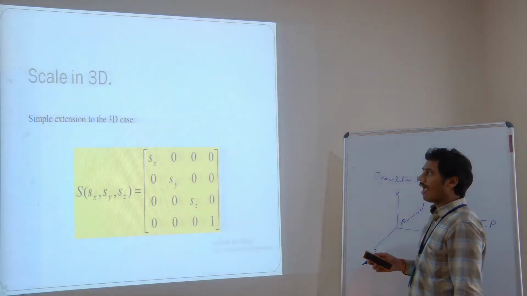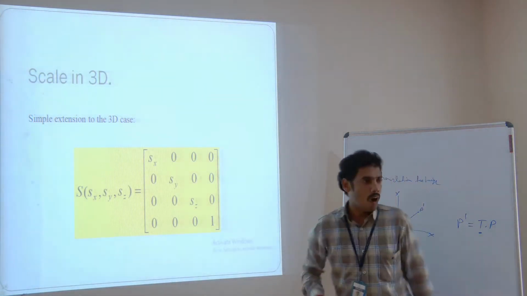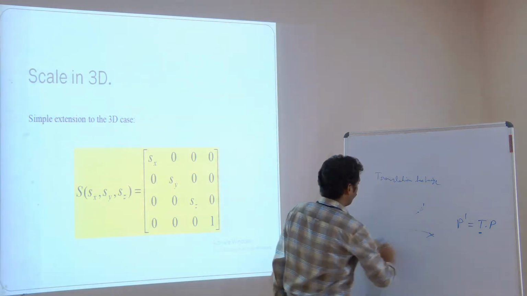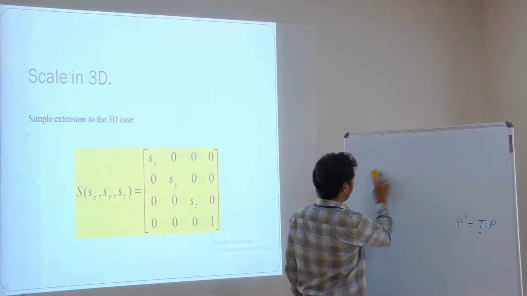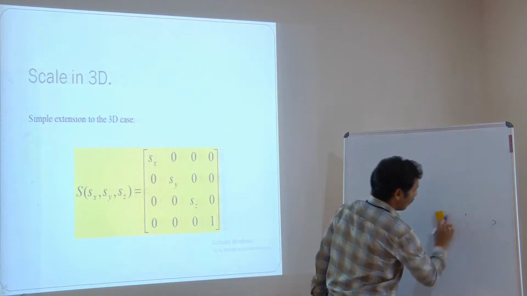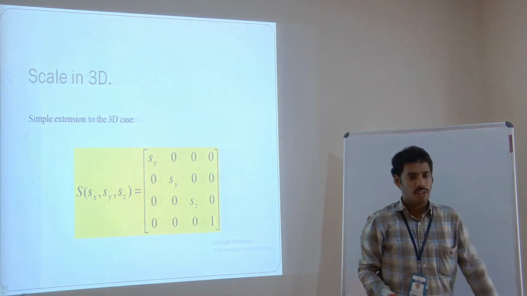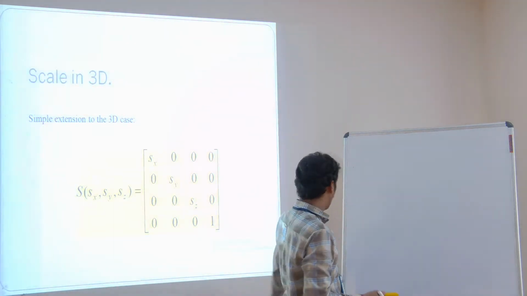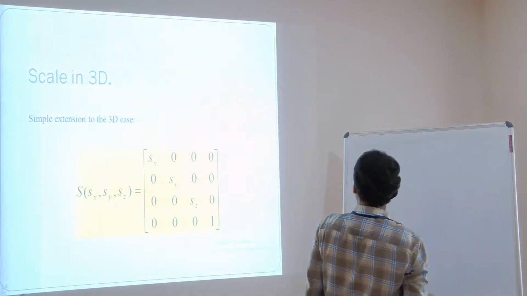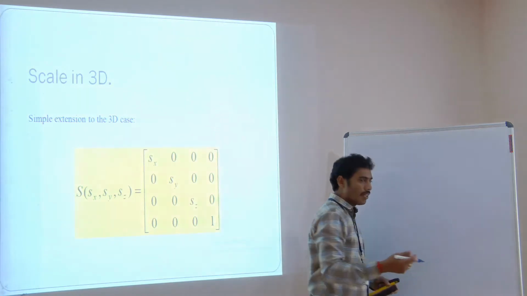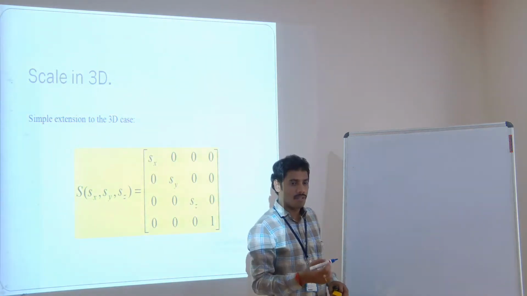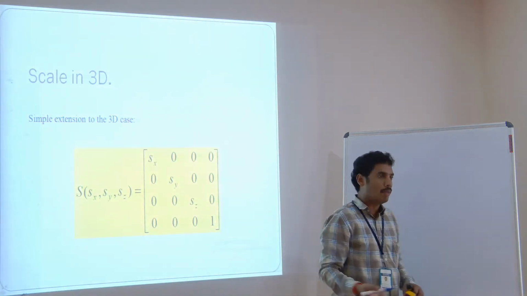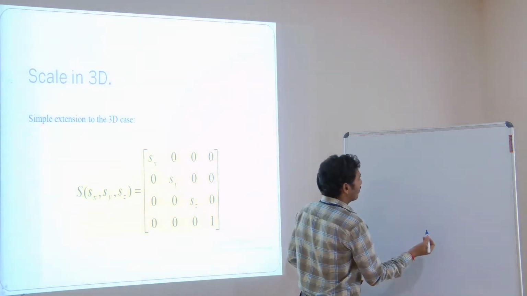For example, if I am going for scaling, what exactly will I do in scaling? In the translation, I am simply moving the point from one area to the other area. In scaling, using the homogeneous coordinates, I am writing a 4x4 matrix. That means I can either increase the size of the image or decrease the size of the image here.